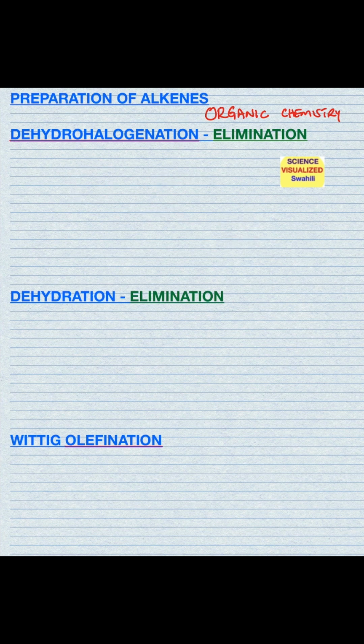Now, the first method for alkene preparation is by dehydrohalogenation. So when you see this word hydro, it means hydrogen. And then halogenation means a halogen. So we use X for that, which could be chlorine, bromine, iodine, or fluorine. That's group 7A. So dehydro means we lose HX. So we lose hydrogen and a halogen.